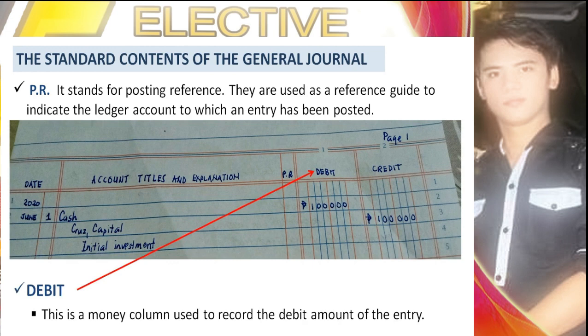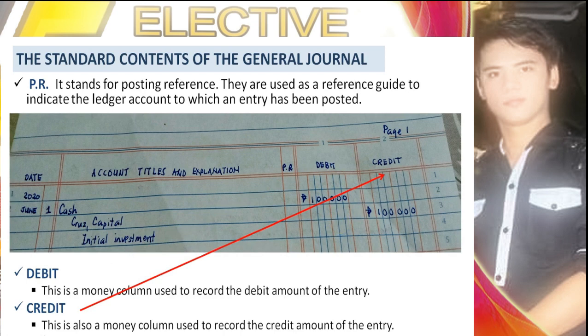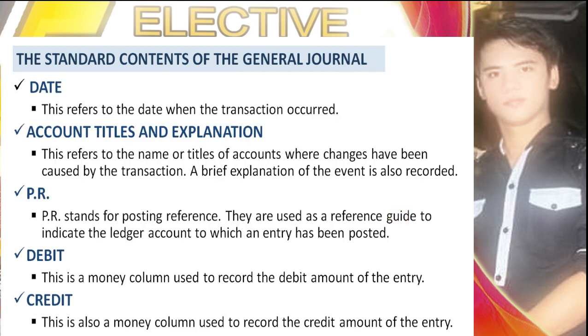Next is debit. This is a money column used to record the debit amount of the entry. So in our example here, we have 100,000 under the debit column. It means that we have 100,000 as a debit amount. Next, we have the credit. This is also a money column used to record the credit amount of the entry. So our credit amount is 100,000. So let us review the standard contents of the general journal.